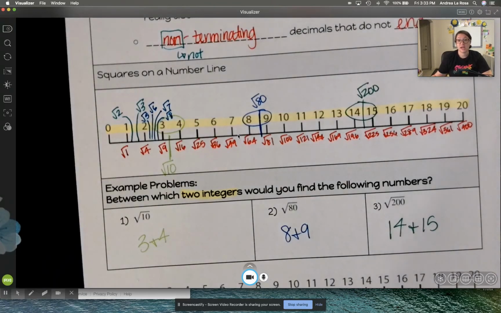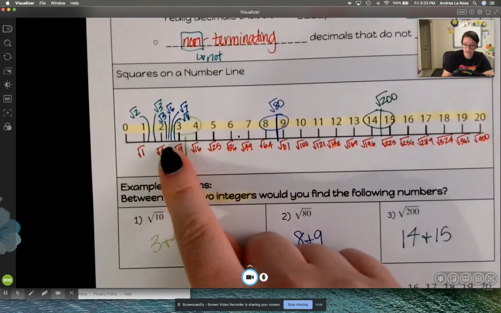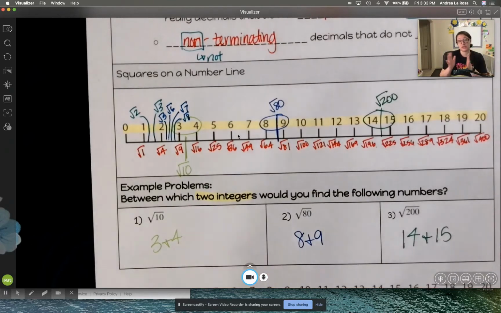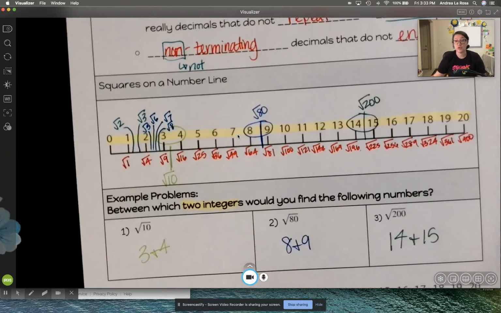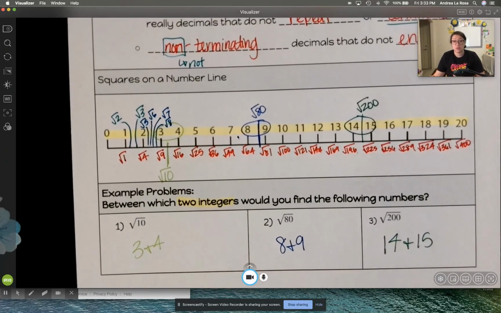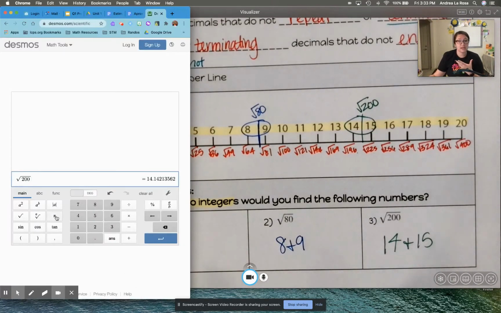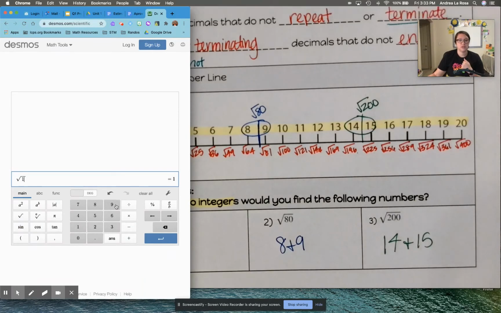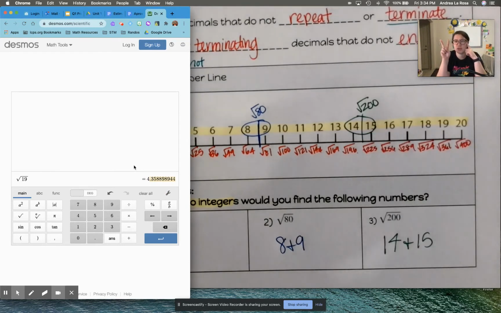Nice job, guys. I highly, highly recommend that when you're trying to visualize this, you use your number line to help you figure out what numbers it's between. You can also use your calculator for this. So if I type in my calculator, let's say the square root of 19, the decimal it gives me is 4.35889. So I can use my calculator to figure out what that number is, but then I have to think, what two numbers is it going to be between?